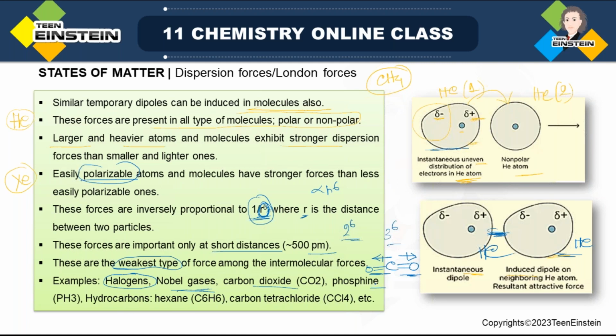Then we have another example, phosphine. Now phosphine is not non-polar because it is like this. There is a lone pair. So it is not a symmetrical molecule, and I cannot say that it is non-polar, but still you can consider it because this type of force is also applicable for polar molecules.